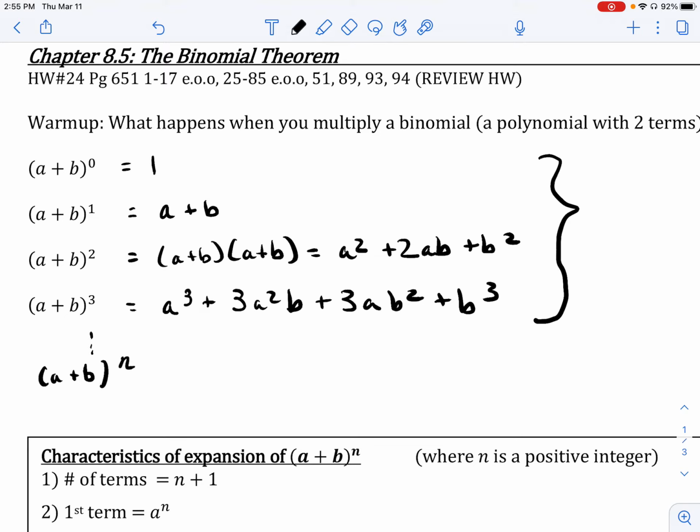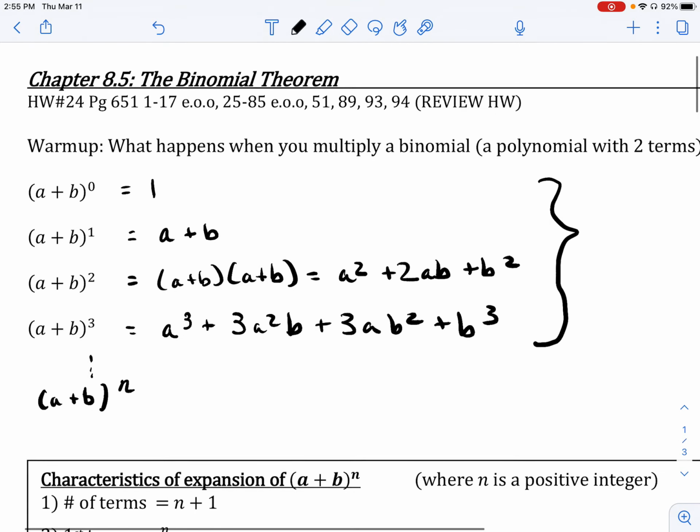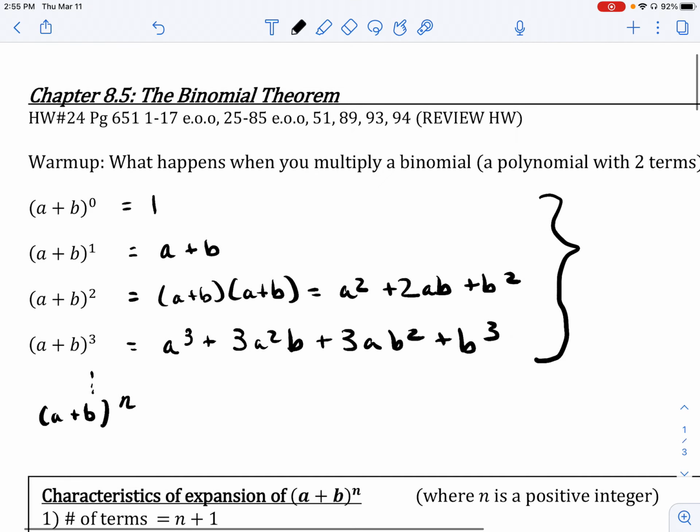It's called the binomial theorem. And the binomial theorem isn't anything particularly fancy. In fact, we can actually get a pretty good sense of what is going to happen just by looking at the series of expansions that we've come up with so far and see if we can start identifying some patterns.